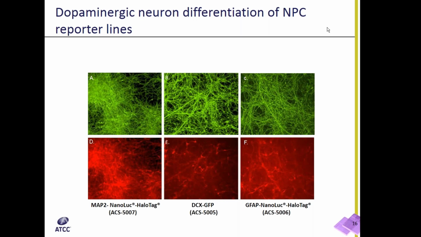As an aside, I'll show you the complete range of what we have for neuroprogenitor cells. Here we looked at the dopaminergic neuron differentiation of neuroprogenitor cell reporter lines. So immunostaining of tyrosine hydroxylase and TuJ1 here indicate all three NPC reporter lines had the potential to be differentiated into early neurons and dopaminergic neurons after a 3-week incubation with the dopaminergic neuron differentiation media.